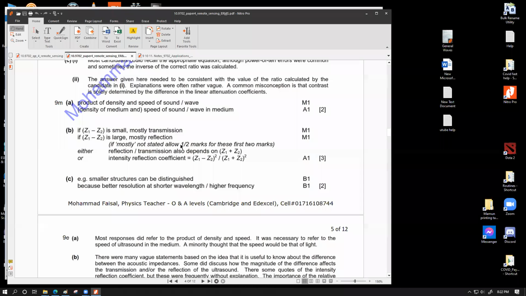If Z1 minus Z2 is small, mostly transmission. If Z1 minus Z2 is large, mostly reflection. So they have used both of the terms. I only said only one, so I'm going to lose 1 mark over here.